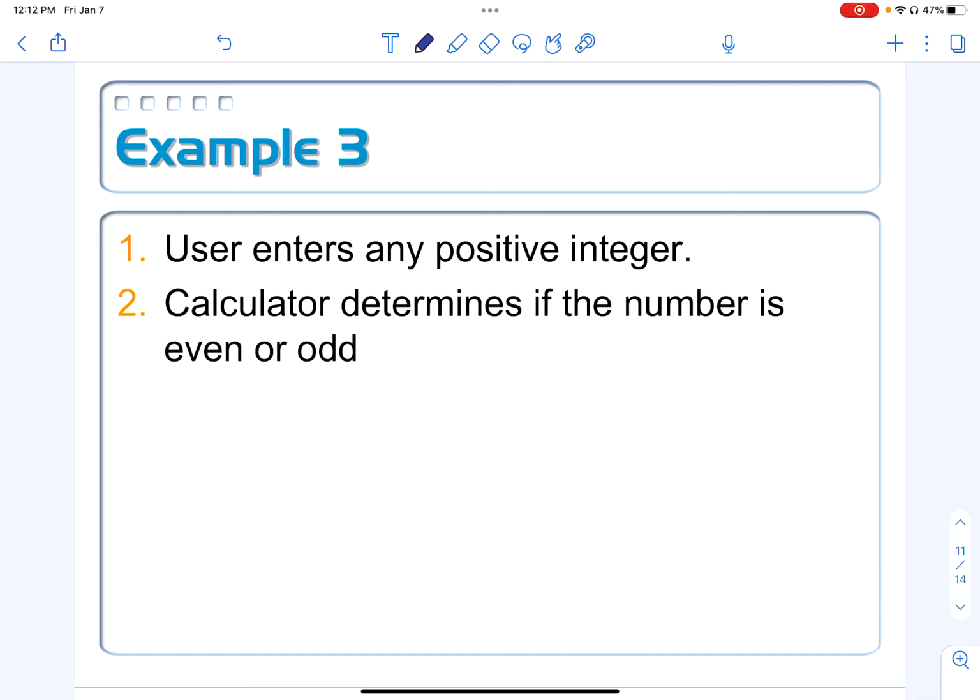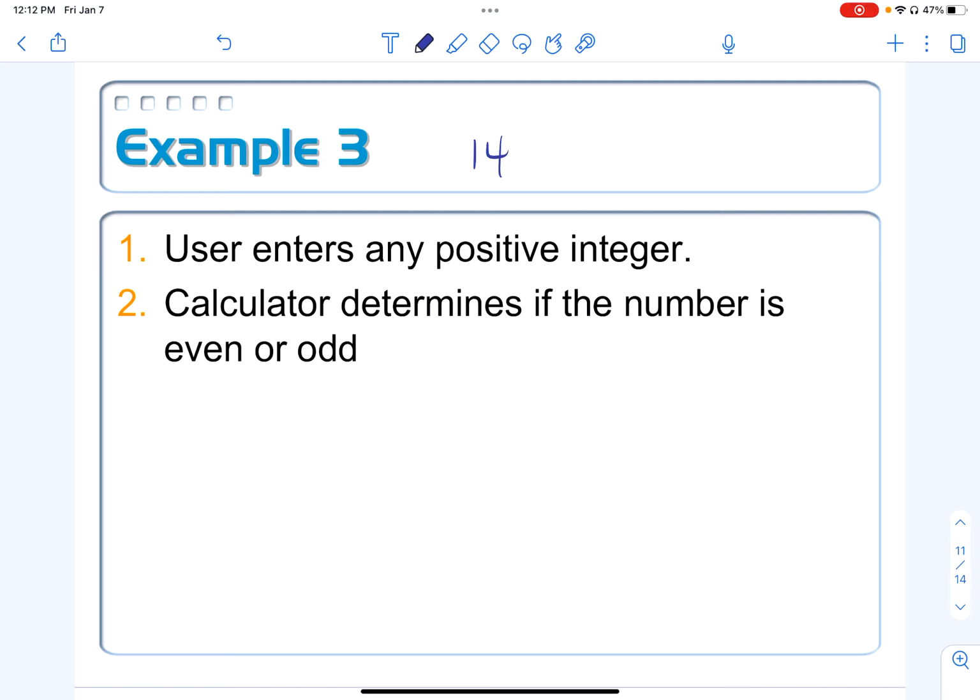Our third and final program for this lesson. It's another one that involves some conditional statements. The user is going to enter any positive integer, and the calculator is going to determine if that number is even or odd. So kind of like the last program, if a number is just written on your paper, who knows, maybe 14, you could tell within an instant whether or not that's an even number or an odd number.